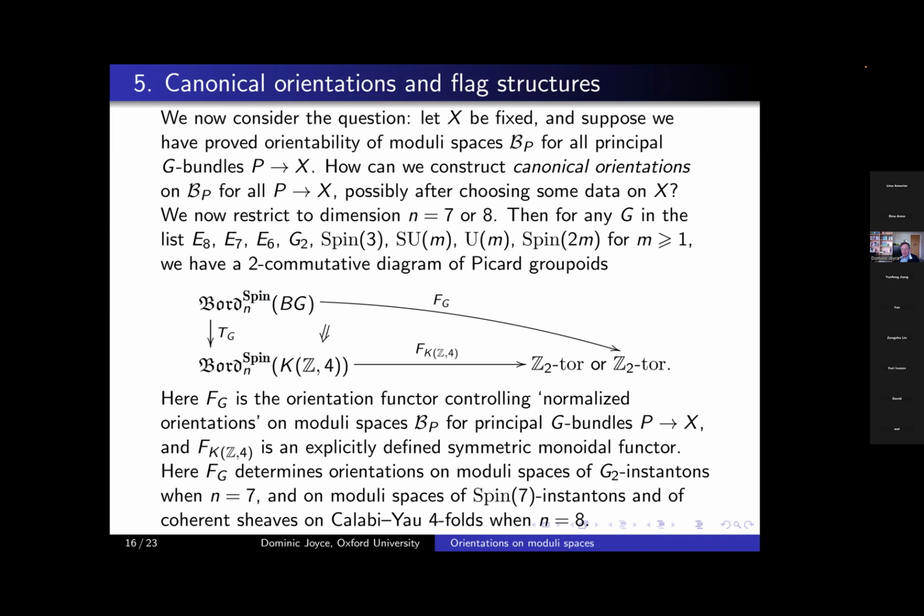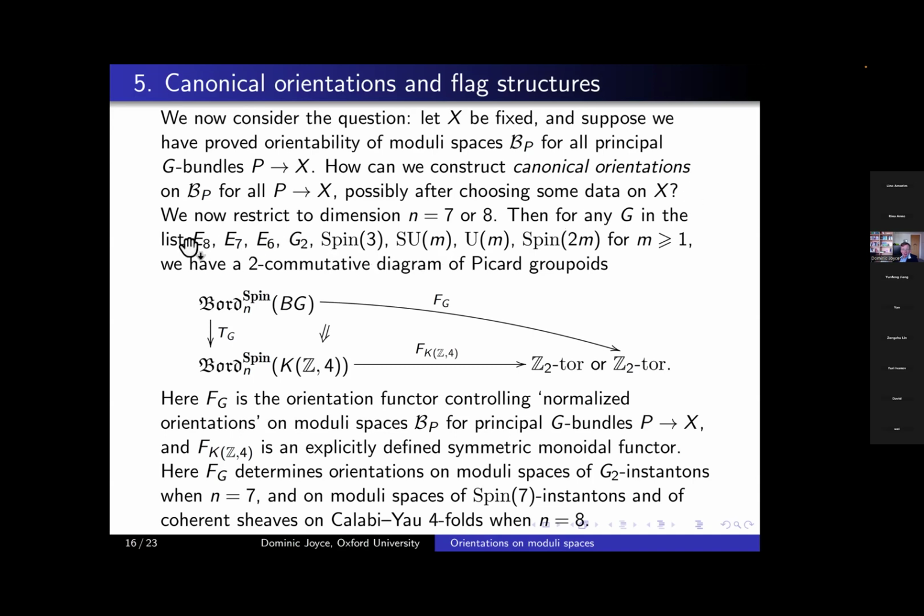So now we're going to restrict to dimensions 7 or 8, basically where we were aiming was applications to G2 manifolds, spin 7 manifolds, and Calabi-Yau 4-folds, which live in dimensions 7 and 8. Though, in principle, other techniques might work in other dimensions.